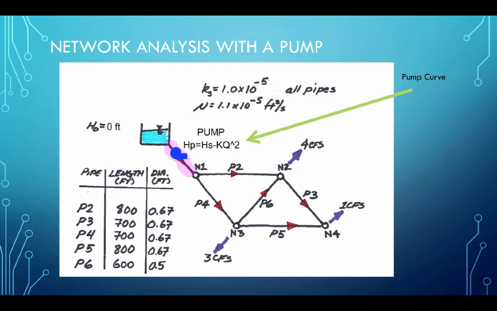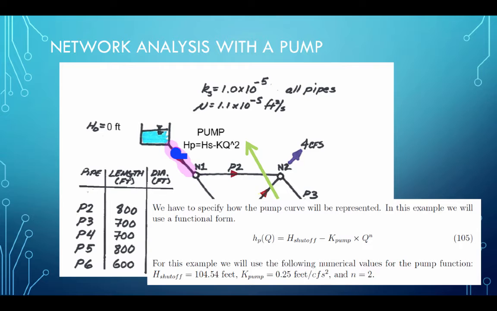So our pump curve is H sub P is equal to some shutoff head minus KQ raised to an exponent. In this case, I've chosen the exponent 2. We want to specify how it would be represented. In our example, we're going to use a shutoff head of 104.54 feet, a pump constant of 0.25 feet per cubic foot per second squared, and the exponent is 2. And those can all be changed to mimic the behavior of any practically available pump you might want to consider.